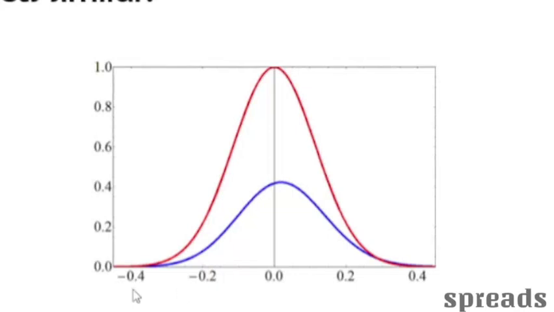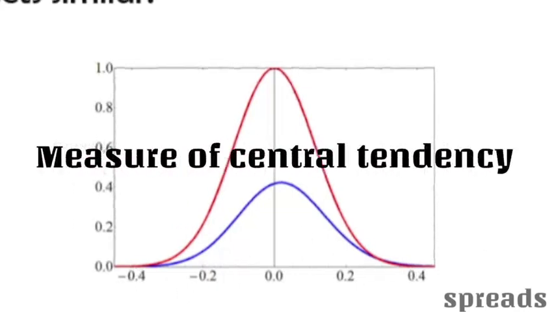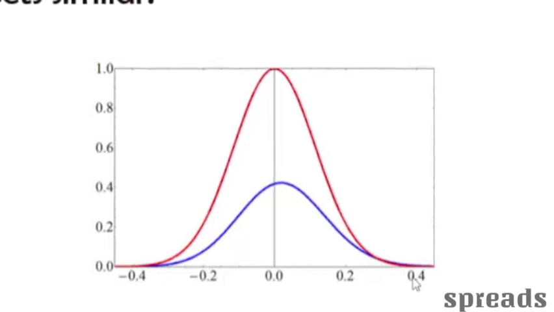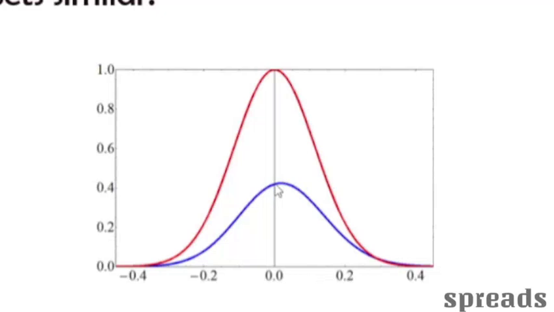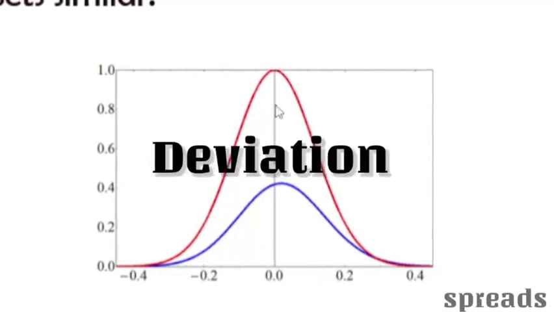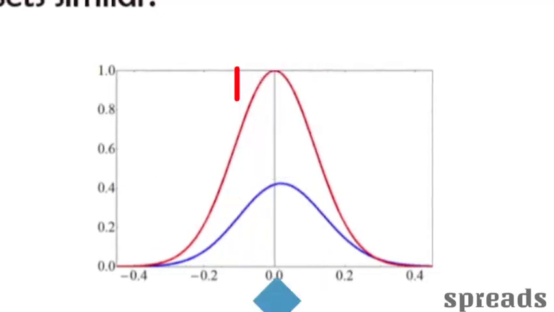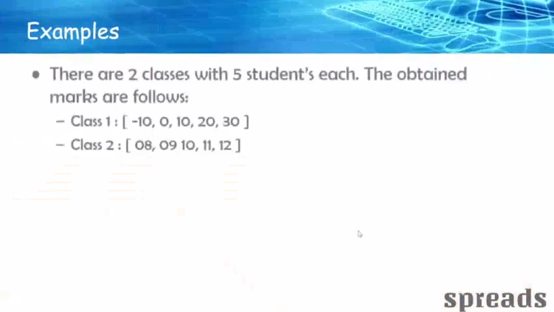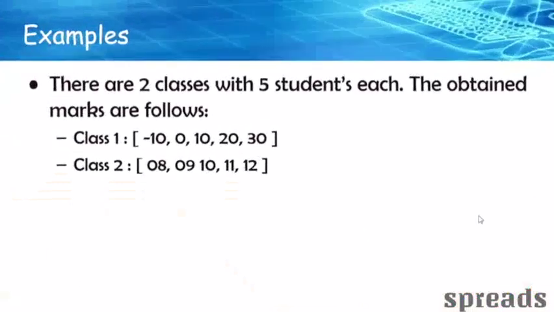So basically we have checked with respect to measure of central tendency. That's what we saw about mean, median and mode when it comes to central tendency. Now let us see about deviation. This is called the spread, how exactly the data is spreading. That is the basic definition. Next, we'll take examples.